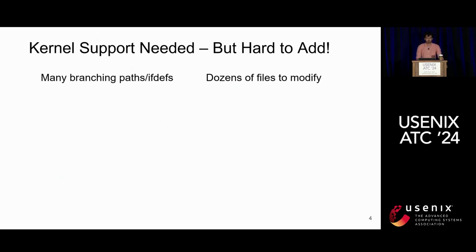Kernel memory management code has many branching paths and ifdef configs that check for different policies and configurations, making code difficult to follow. This is worse in the kernel than in other software because the kernel must handle every edge case and always fail gracefully.